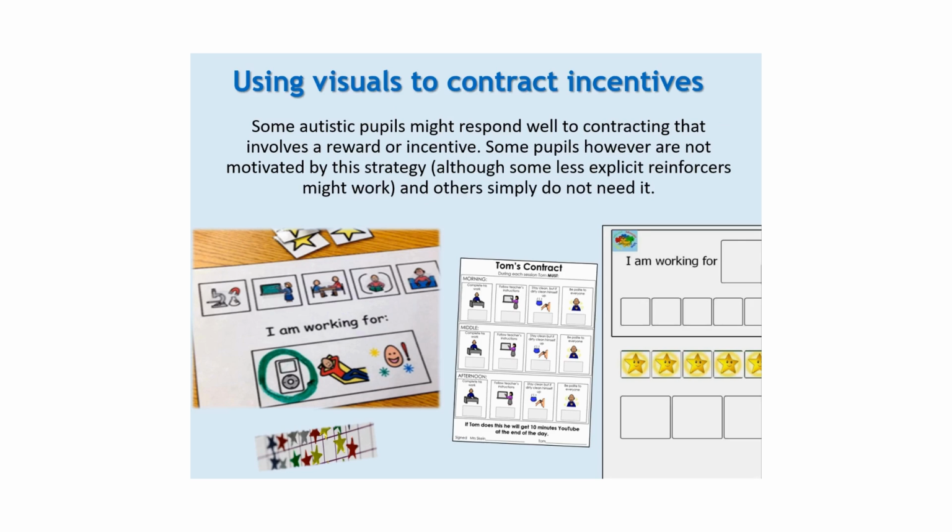Using visuals to contract incentives. Some autistic pupils might respond well to contracting that involves a reward or incentive. Some pupils, however, are not motivated by this strategy, although some less explicit reinforcers might work, and others simply do not need it.